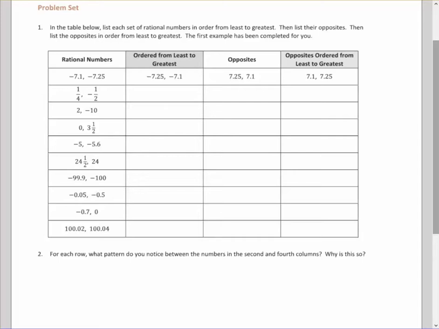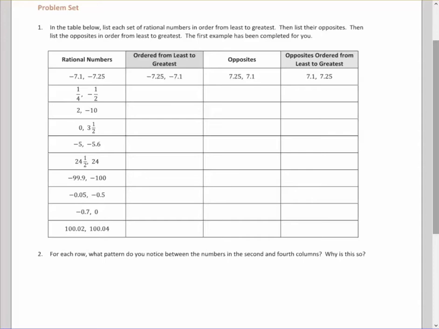Your job in all of these was to order the numbers given from least to greatest. So you want the smallest number, the number that would be furthest left on the number line, to go first, and then the bigger of the two numbers on the right. Then you want to list the opposites of these numbers, and do the same thing with the opposites. You want to list them from least to greatest.